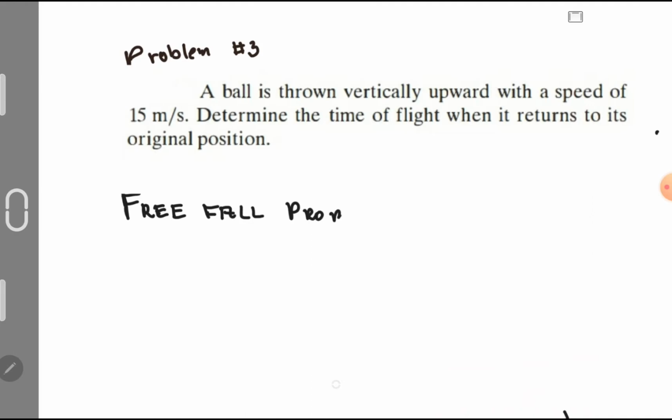Ito yung mga problem na marupok, guys. Bigla-bigla na lang nahuhulog. Kaya nga free fall, di ba?